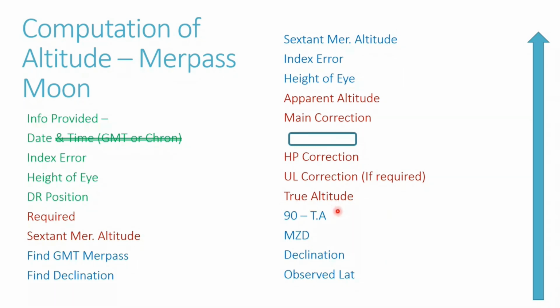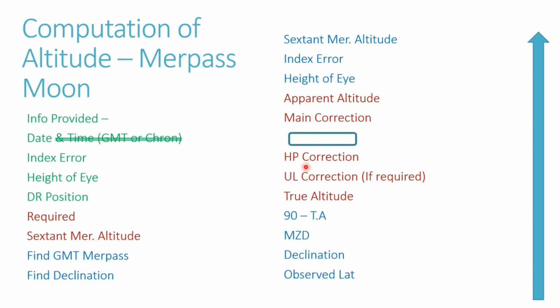So from the true altitude, in case an upper limb correction is required, if they have asked us to compute the altitude of the upper limb of the moon, we will apply the upper limb correction, which is minus 30 minutes. Going downwards we write it as minus 30, but going upwards, we will apply it as plus 30. So after applying the upper limb correction, we now apply the HP correction. HP correction is obtained from the bottom of the table, which is entered with the horizontal parallax of the moon.